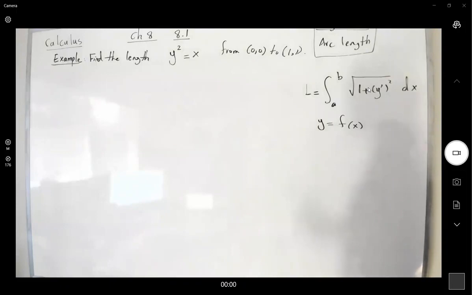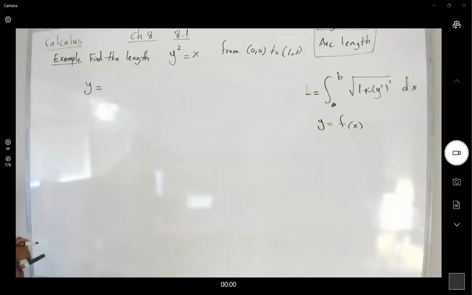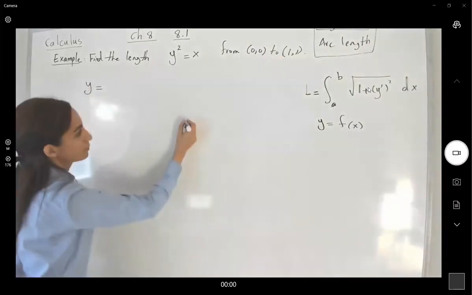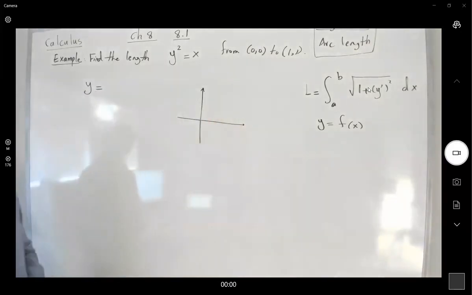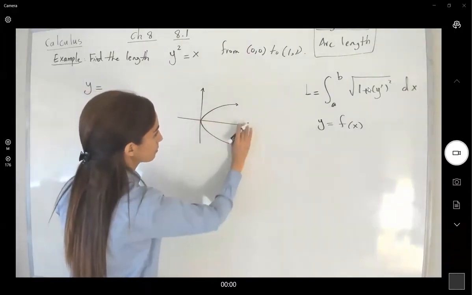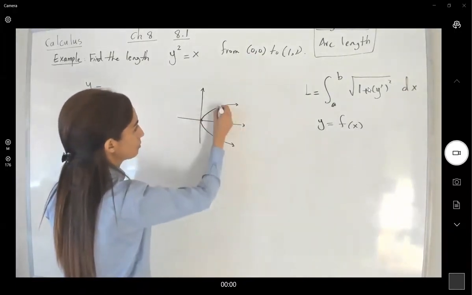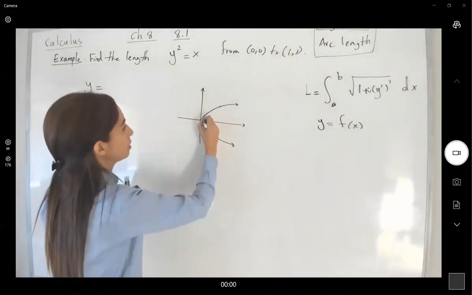y equals f of x. So it means that our y is equal to, let's take a look at this. First of all, what's the graph like? How do we graph this guy, from (0, 0) to (1, 1)? This is our graph. From (0, 0) to (1, 1), you want to know what is this length here?